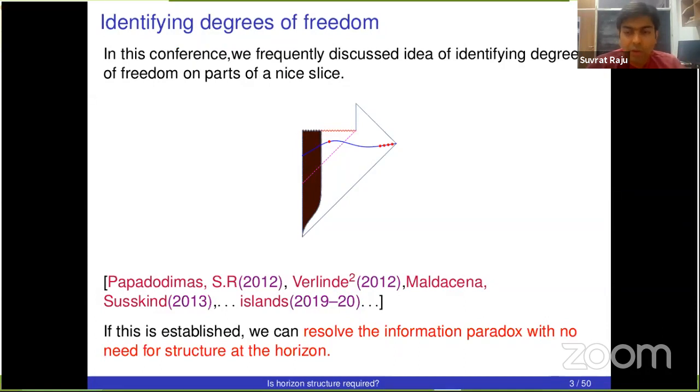So let me just start with the motivation. I think in this conference, we've had many discussions so far on the idea that one should identify degrees of freedom on different parts of a nice slice. And this idea has been around for some time. In some sense, it's a very old idea. In the more recent discussions, it's something that many of us worked on, including Kyriakos and me, and Eric and Herman, and then Juan and Lenny, and going on to the more recent island proposals. And the reason this idea is important for the topic of the conference is that if we could establish this idea, then we could resolve the information paradox with no need for structure at the horizon.